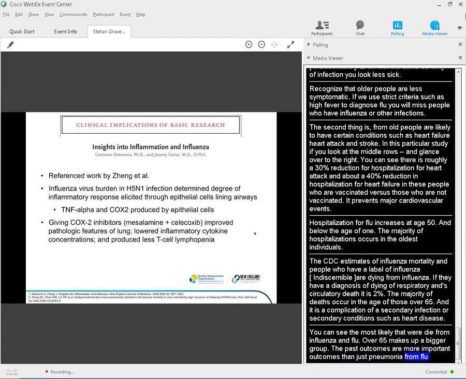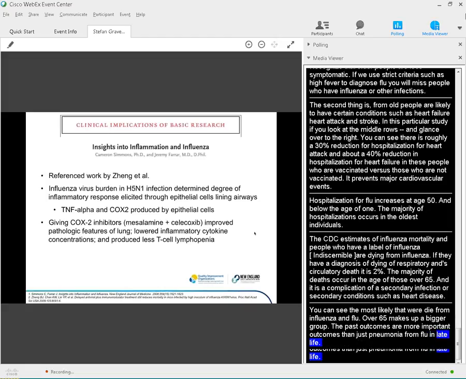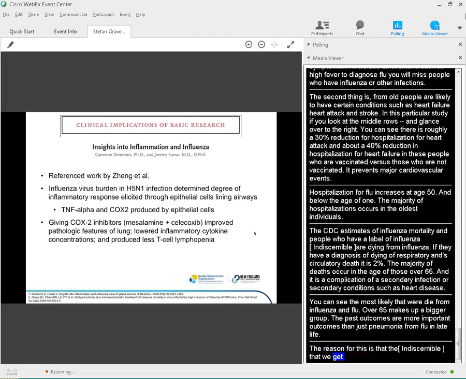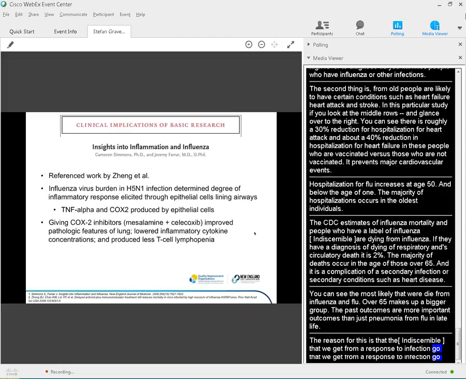The reason for this is that the cytokines that we get from a response to infection go up, and when those cytokines go up, they tend to make the blood clot. If you clot in your heart, it's a heart attack. If you clot in your brain, it's a stroke.